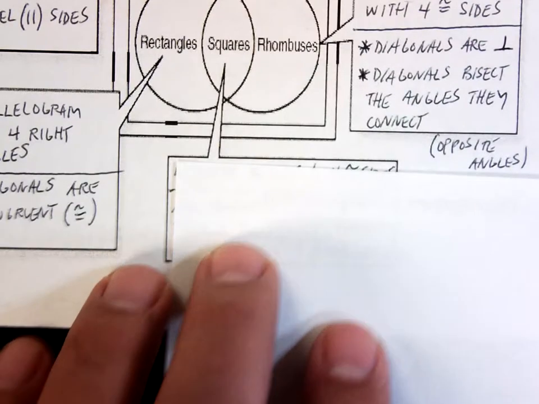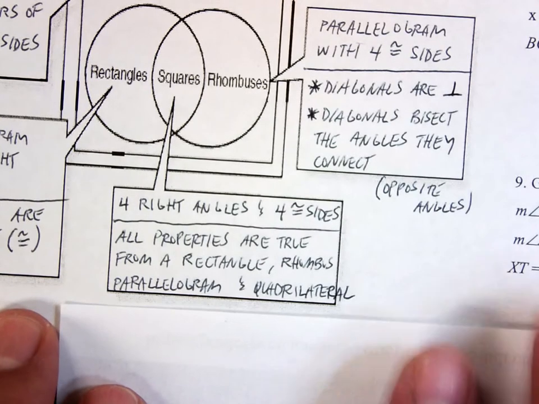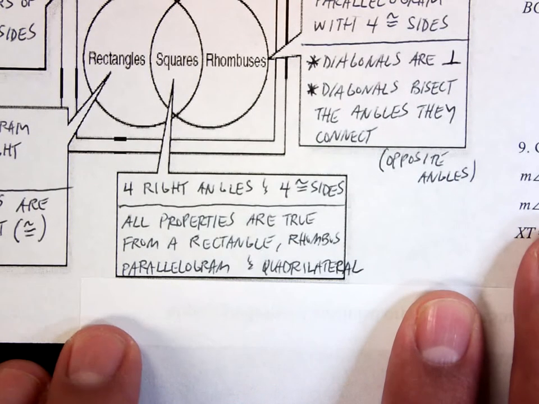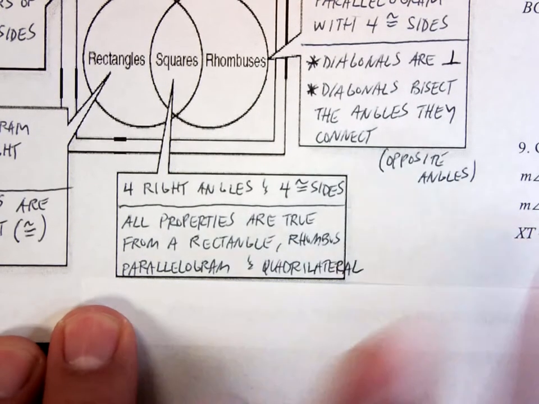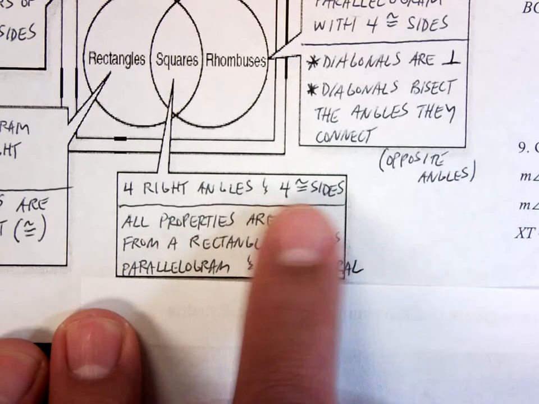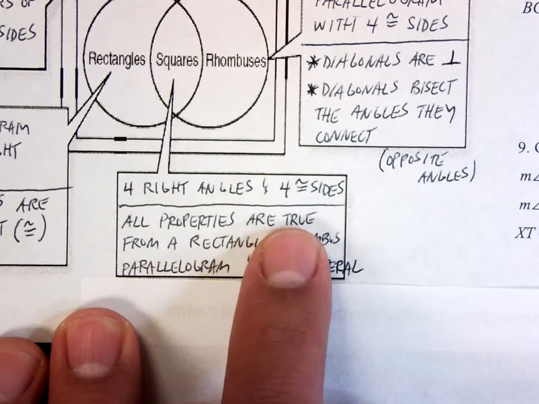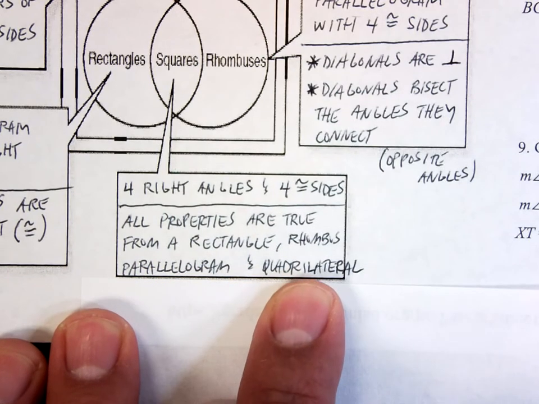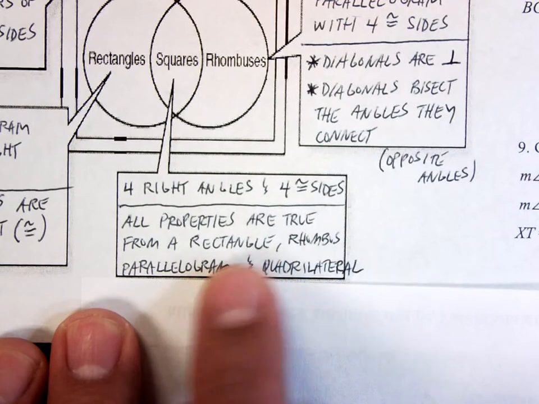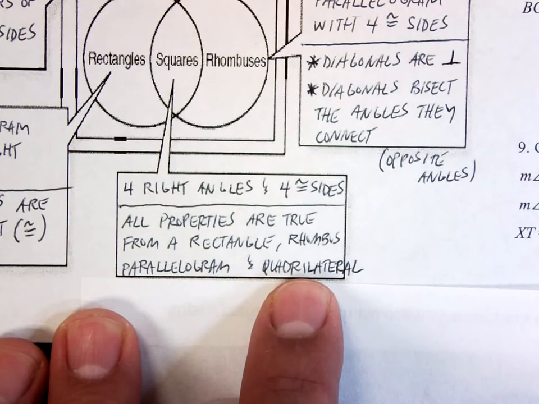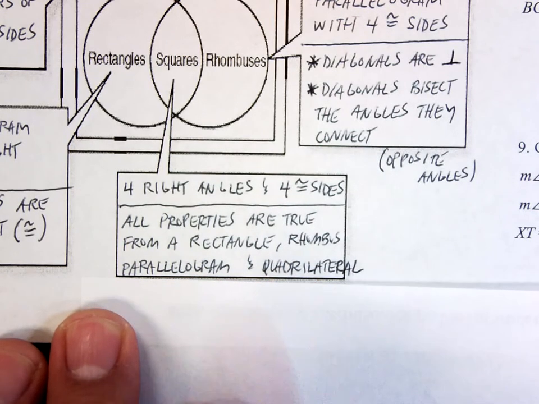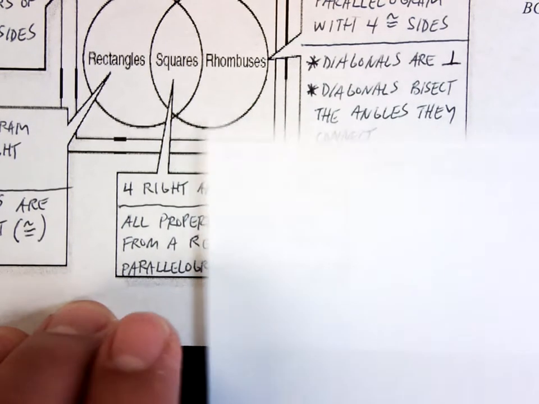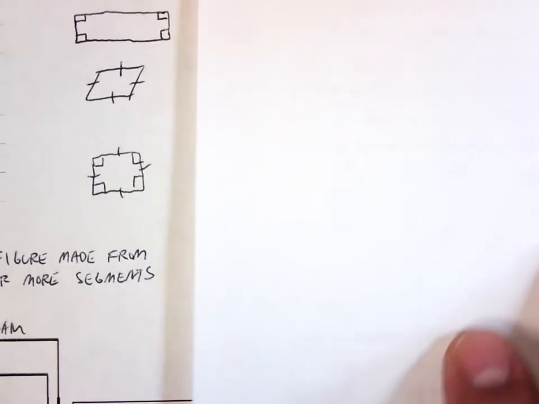And the big one, the square. Everything that we just said is true about rectangles, squares, and rhombuses is all true about squares. Squares have four right angles and four congruent sides. All properties are true from a rectangle, rhombus, parallelogram, and quadrilateral. Anything that we know to be true about those is true about a square. Again, if you need to pause. I'm trying to keep these videos short.